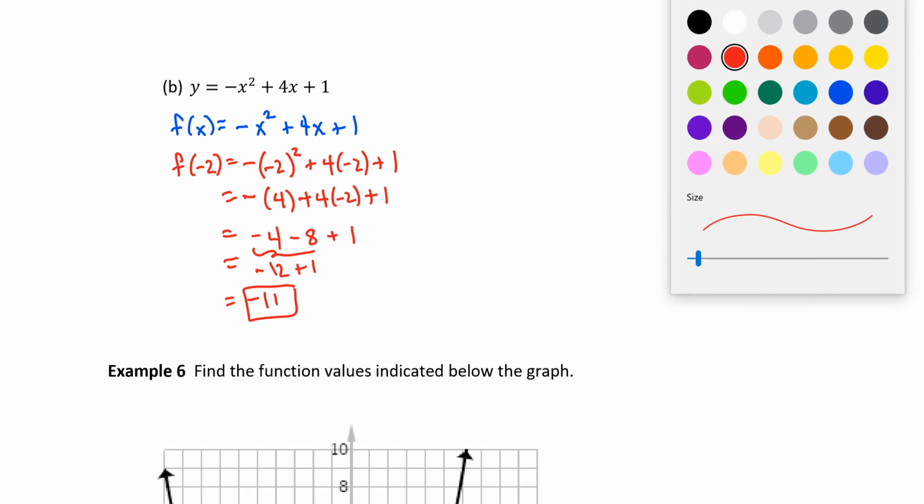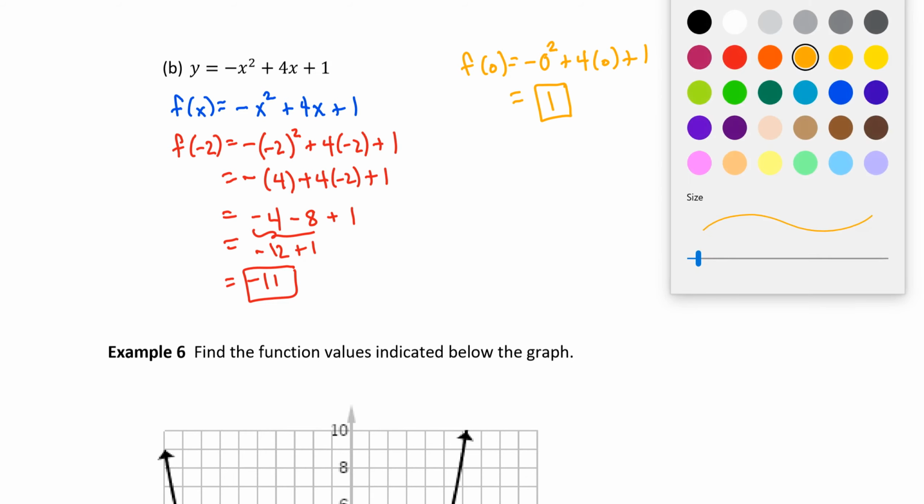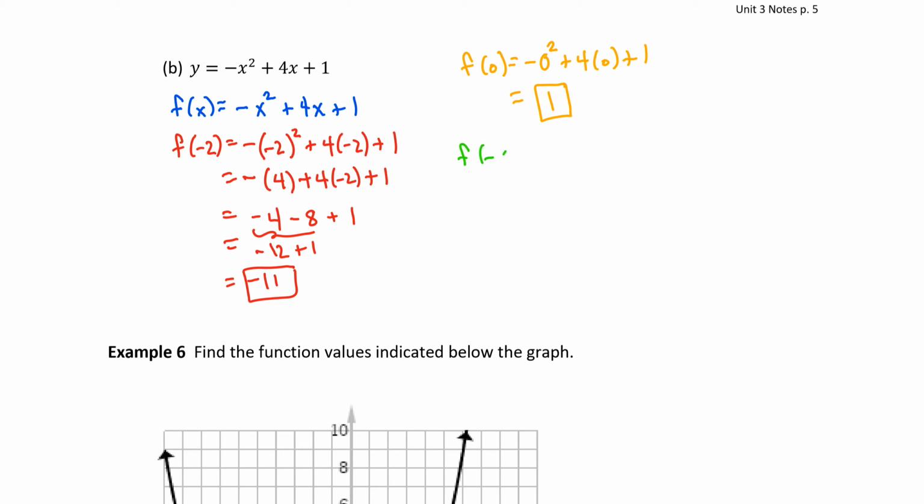Next, we can evaluate f of 0. Finding f of 0, we plug 0 in for x. 0 squared and 4 times 0 is 0, so f of 0 equals 1. Then we can move on to f of -x. So everywhere I see the x in the original function, I'm going to replace those with negative x's. So I'm going to copy the negative from the formula. Then I'm going to replace x with -x in both spots, and then simplify.